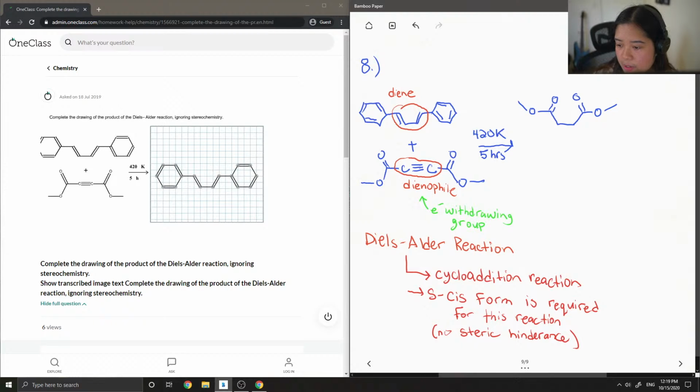Okay, so first I drew out the group here, which is the dienophile, and basically kind of connects to your diene to make a new 6-membered ring. And then the groups on the side stay the same. Okay, so this is our final product.